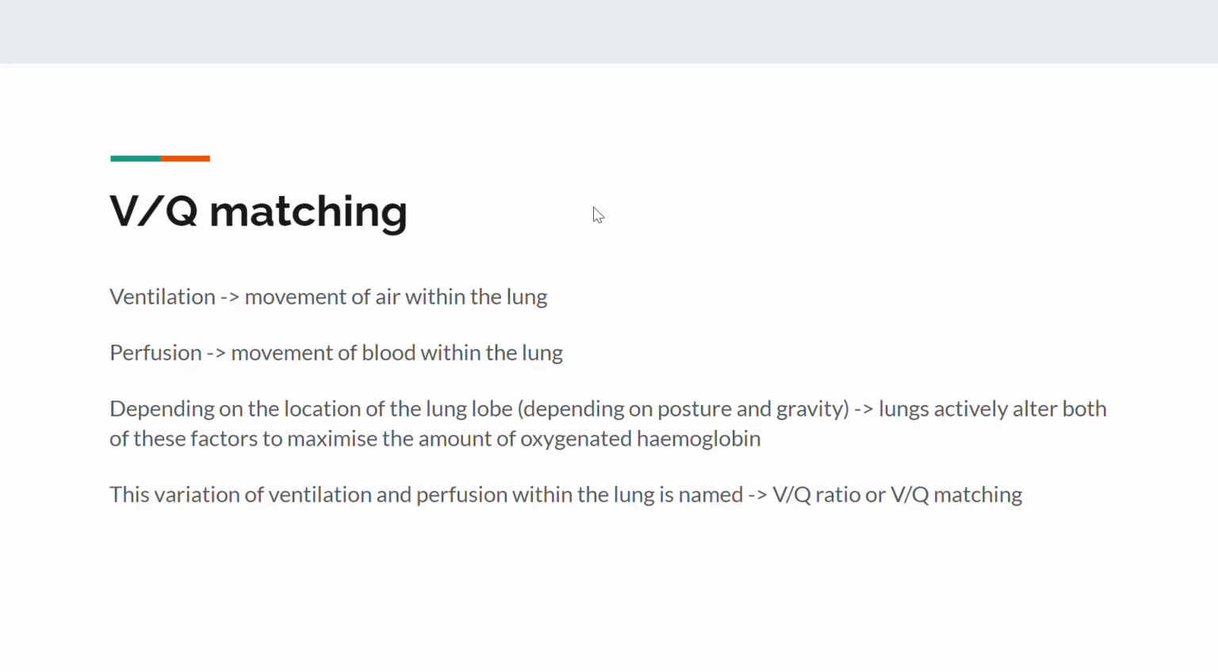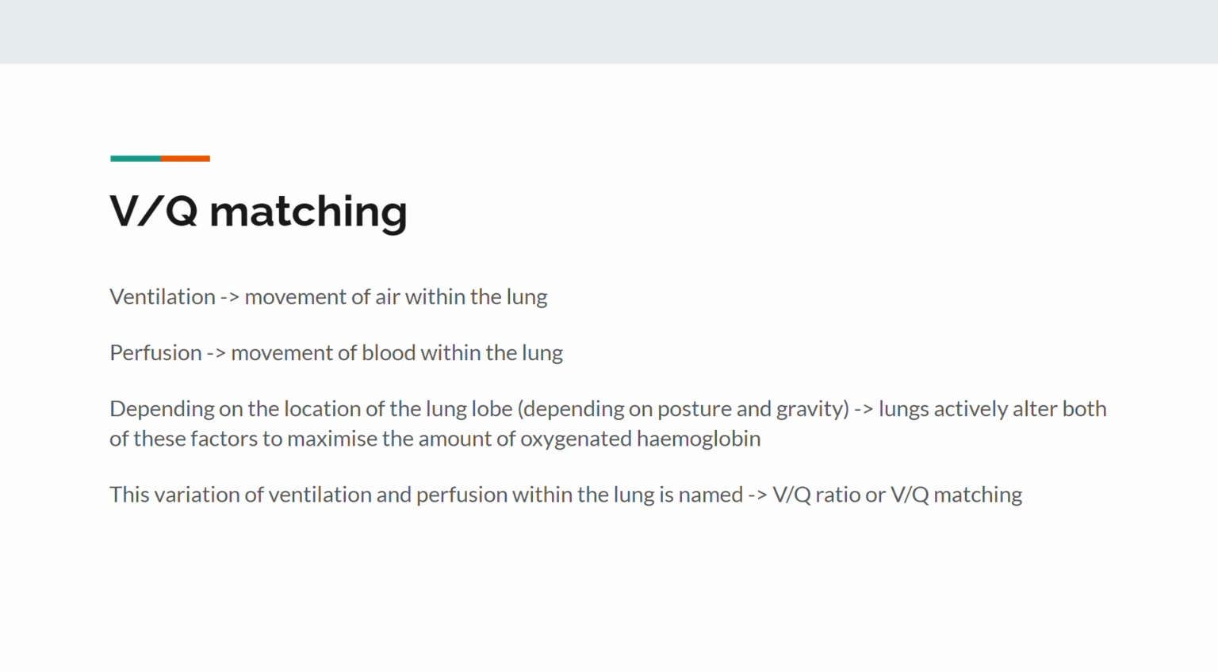Alrighty guys, we're now going to discuss VQ matching and VQ mismatching before moving on to some general pathologies that you need to know about the lung. So what is VQ matching? What does it stand for? V stands for ventilation, and it's the amount of air that is moving within the lung, whereas Q is perfusion. It's the amount of blood that's moving within the lung.